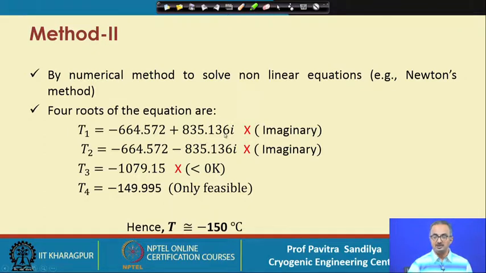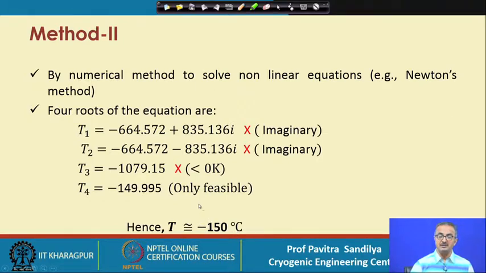So, they are rejected, and the third one is not imaginary, but the value you see is in degrees centigrade. This is much less than 0 Kelvin. We know that absolute temperature can never be below 0 Kelvin, so this is also taken out. Only the fourth root can be a feasible one. So, we take this approximately as minus 150 centigrade.